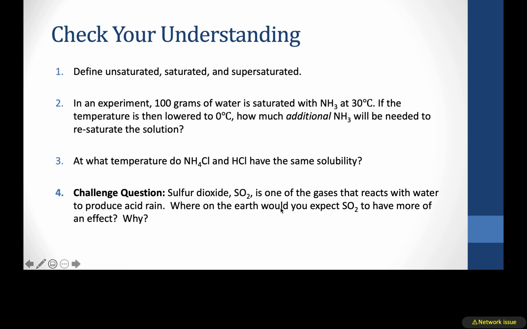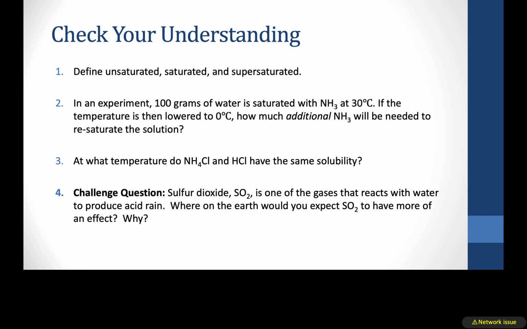Okay, for the challenge question, this one's pretty interesting. So sulfur dioxide is one of the major gases that reacts with water in the atmosphere to produce acid rain. And I was asking, where do you think SO2 would have more of an effect, and why? Well, if you think about the solubility of gases, the greater the temperature of the liquid, so water in this case, the less gas you can dissolve. So in places where it's colder, right? I mean, the atmosphere gets pretty cold when you get up there, so this can happen anywhere.